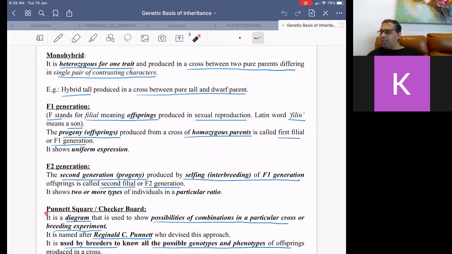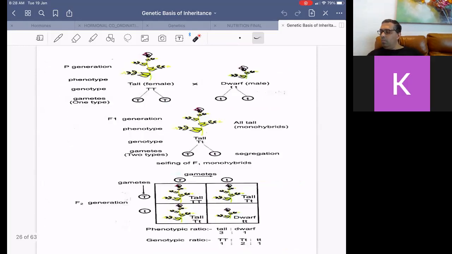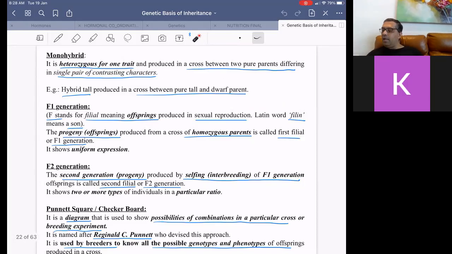And then we have the Punnett square or checkerboard method. It is a diagram that shows the possibility of combinations in a breeding experiment, named after a British geneticist, Reginald Punnett. So this checkerboard method is called the Punnett square, proposed by Reginald Punnett.